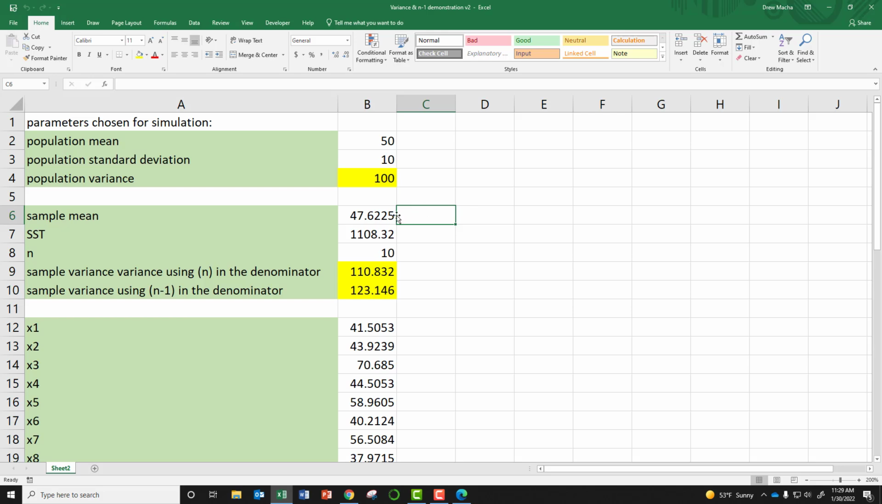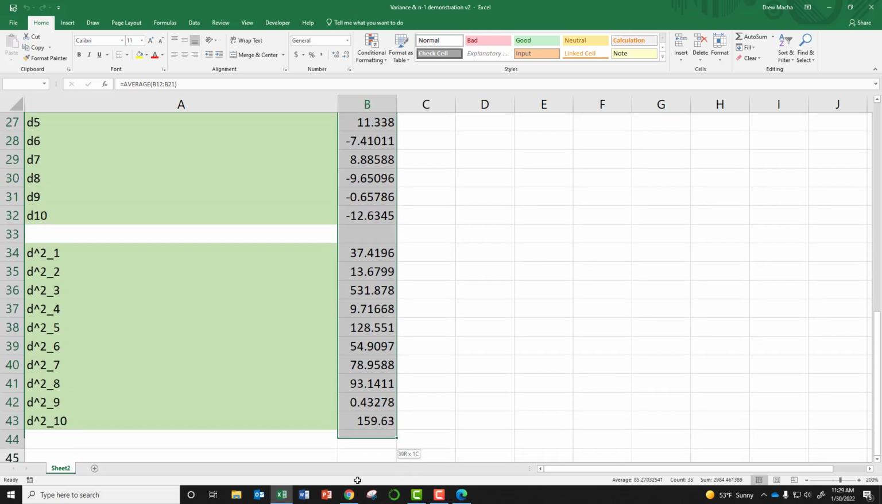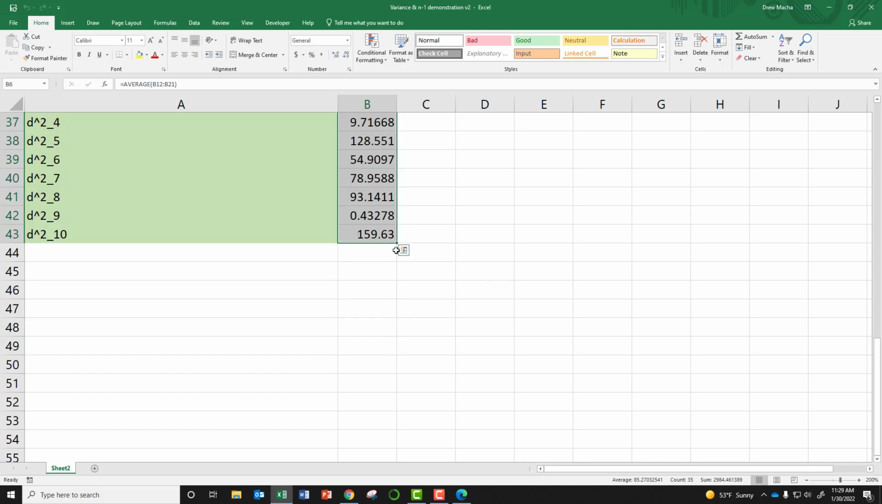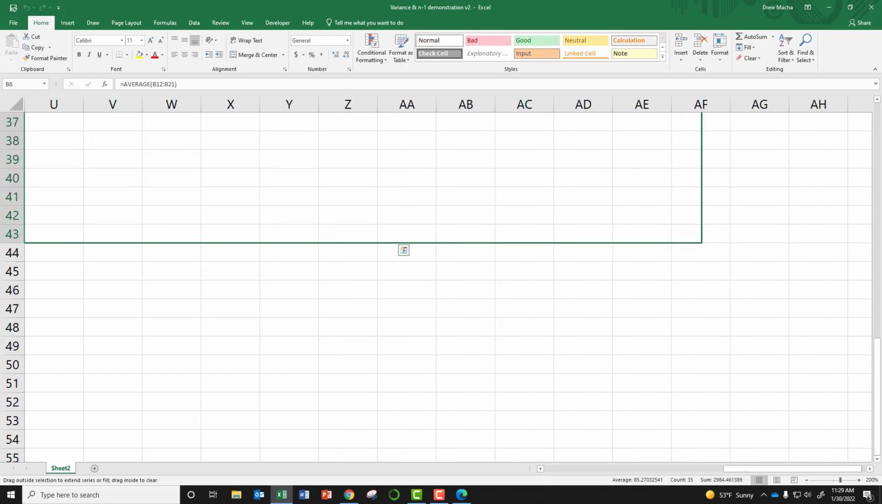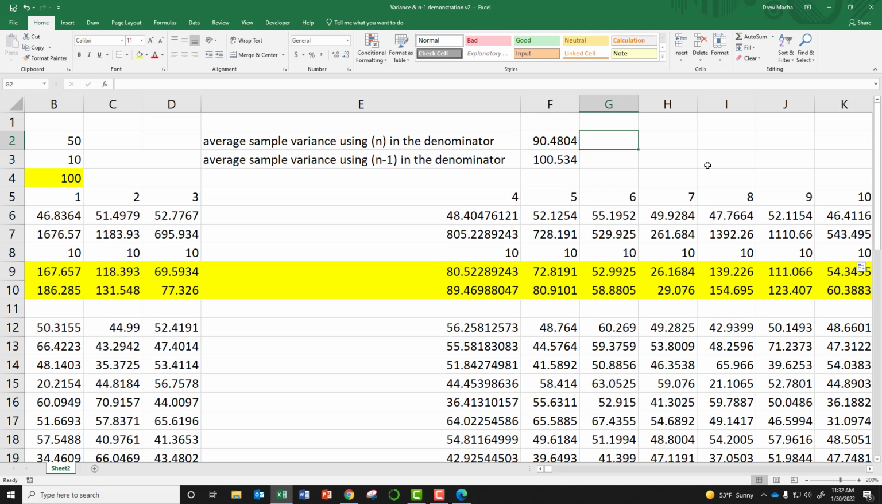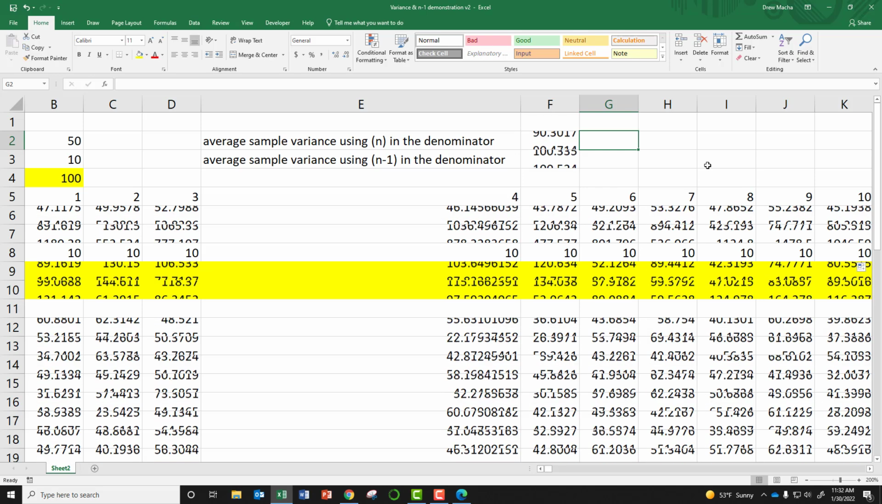But to get a good feel for which one is really better, what we need to do is just simulate this a whole bunch of times, like a lot. And so what I'm going to do is I'm going to select this whole column B, and I'm going to use the bottom right corner to drag it out to the right. Now, if I use n-1 in the denominator, the average of all those sample statistics was 101.19. If I used n in the denominator, of course it's less, so it's 91. And let me just continue to press F9 a few more times to sort of restart all 1,000 plus simulations.